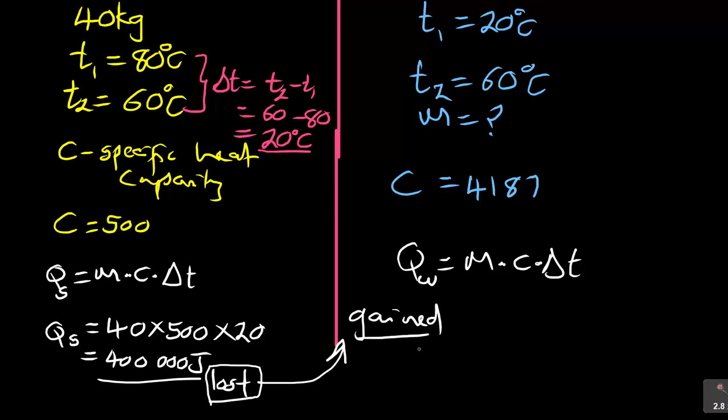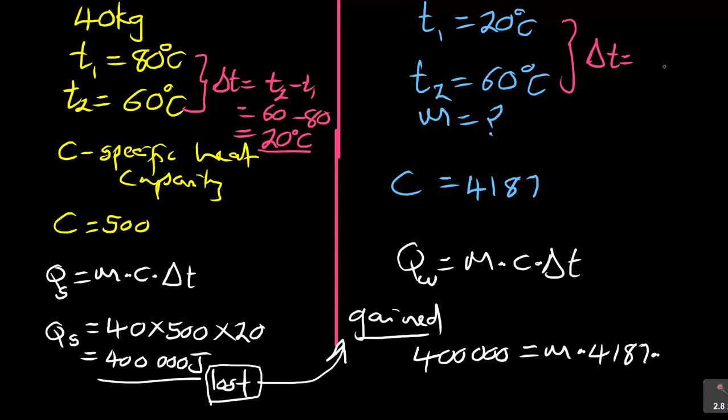So water gained this amount of energy, which means where there is Q of water you have 400,000. That is the heat that was gained from the steel, and it is equal to M dot the specific heat capacity of water, 4187, dot the change in temperature. The change in temperature is T2 minus T1, which is 60 minus 20, so the answer here is simply 40 degrees Celsius. So you multiply that by 40.